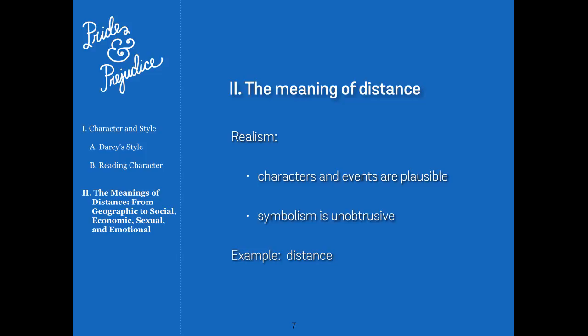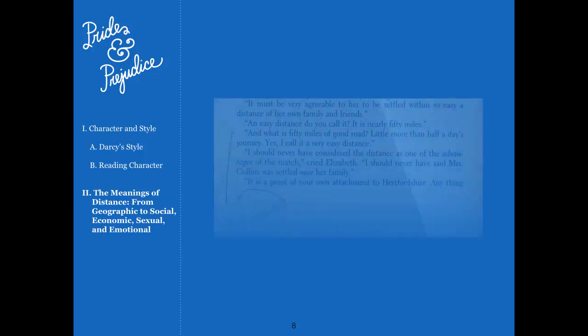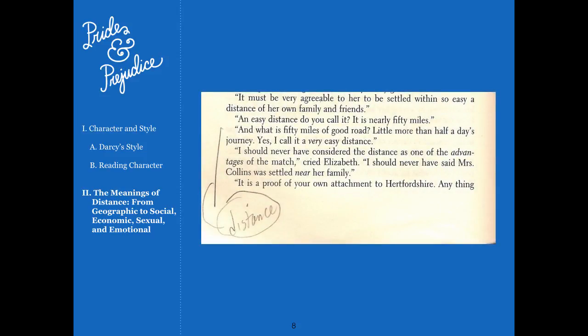I'd like to focus on distance as a way of showing how symbolism in the novel works. If you'll look back to page 118, you'll find that Darcy has come to call on Elizabeth at the parsonage. This is before his first spurned proposal to her, but not very long before it. Trying in his usual strained way to make light conversation, he observes that Charlotte must like being settled so near her family and friends in Hertfordshire. Elizabeth expresses surprise. To her, 50 miles isn't close at all.